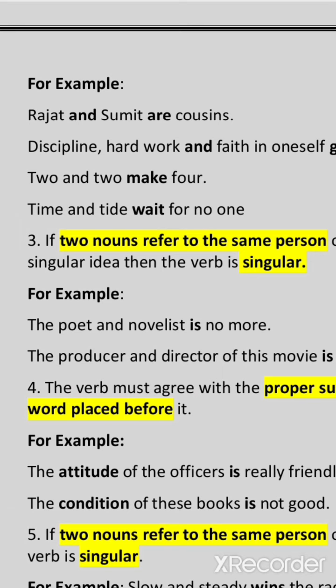2 and 2 make 4. Now, 2 and 2, 2 plus 2, there are two things. So, a plural verb make is used. Time and tide wait for no one. Time, one thing is time, another thing is tide. So plural subject, so plural verb wait is used.